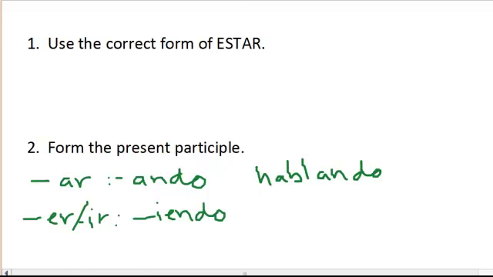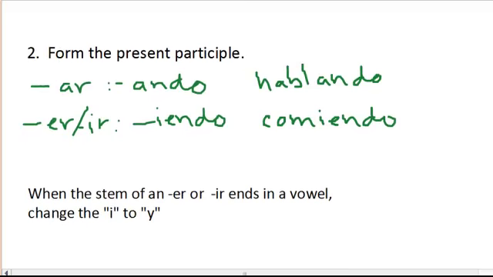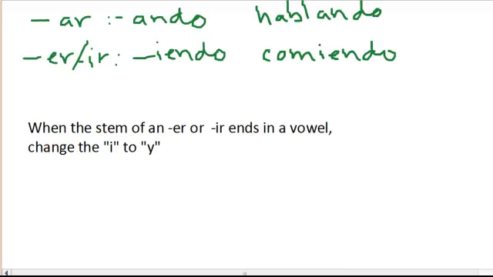For verbs that end in ER and IR, we could do the verb comer. Once we drop the ER, we are left with com, and we add our ending here, and it's the yendo, so comiendo. Let's add a little more to this. So when the stem of an ER or IR verb ends in a vowel, you change the I to a Y. The only verb that you know right now is the verb leer.